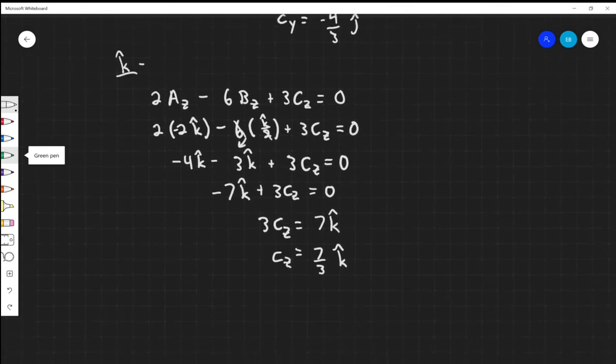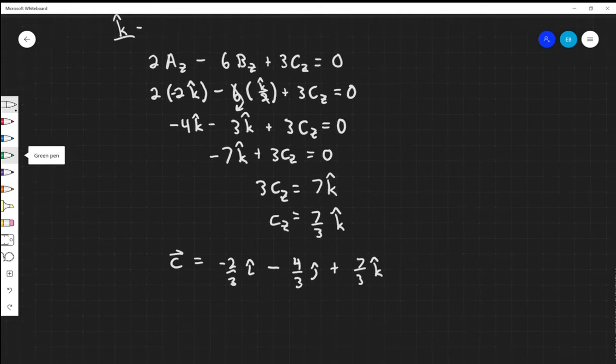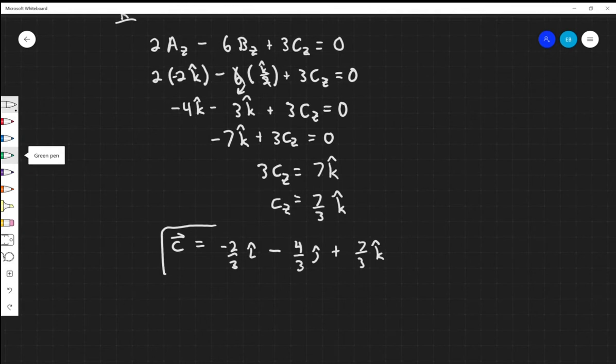So then my final answer is going to be C. Vector notation is negative 2 over 3 in the i hat direction, minus 4 over 3 in the j hat direction, plus 7 over 3 in the k hat direction. And I got that by only adding x directions with other x directions, and y directions with y directions, and z directions with z directions.